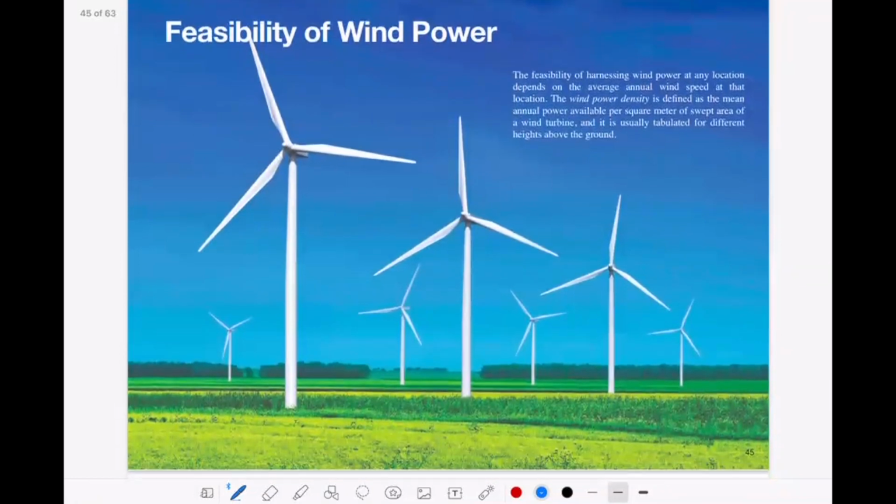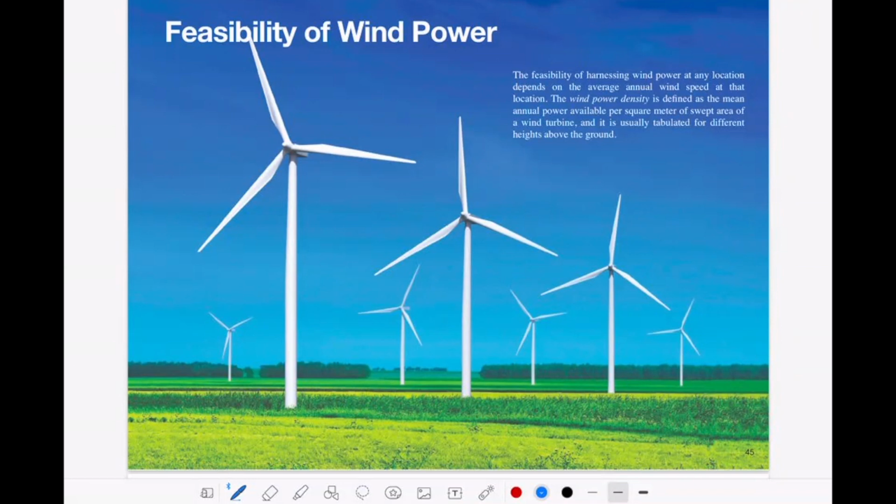So when we look at wind power, we usually have to conduct a feasibility analysis of the wind power. The feasibility of harnessing wind power at any location depends on the average annual wind speed at that location and the wind power density. The wind power density is defined as the annual power available per square meter of swept area by a wind turbine. And we can tabulate this for different heights above ground.